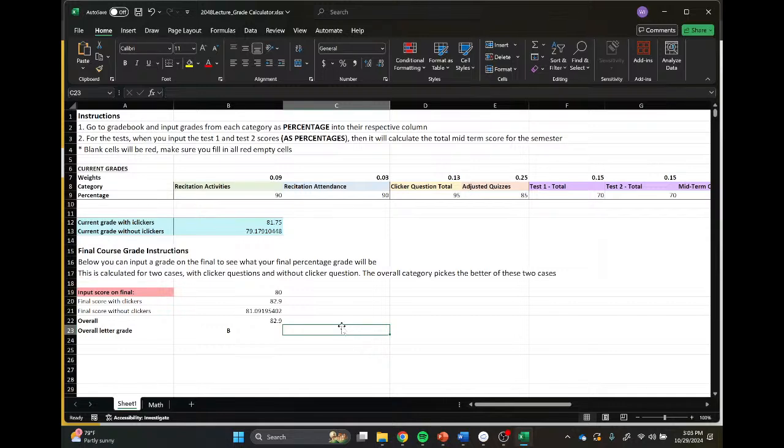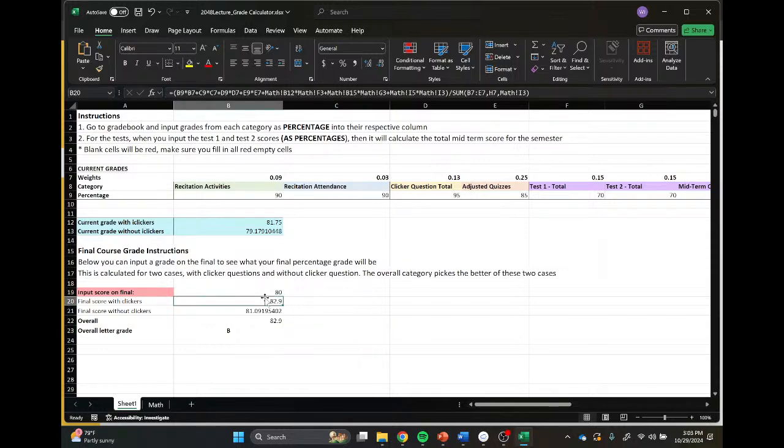Now, the reason I've made this document is twofold. It's for 2 reasons. There are things I do with the grades that I can't put in Canvas. Specifically, I calculate your grades with and without iClickers. There's no way for me to show you that grade in Canvas. This does it for you. It calculates the grade with and without iClickers, and it takes the higher of the two.